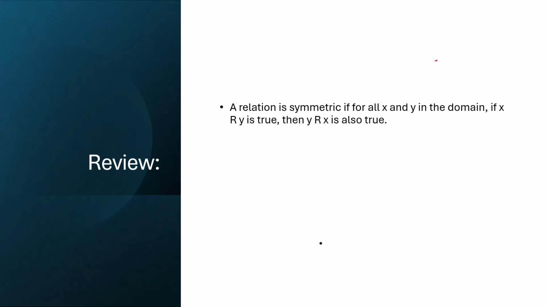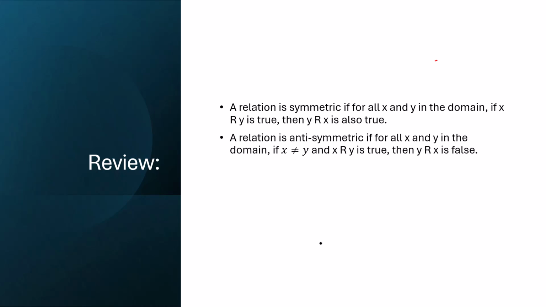So let's review the idea of symmetry and anti-symmetry. A relation is symmetric if for all x and y in the domain, if xRy is true, then yRx is also going to be true. A relation is going to be anti-symmetric if for all x and y in the domain, if x doesn't equal y and xRy is true, then yRx is false.